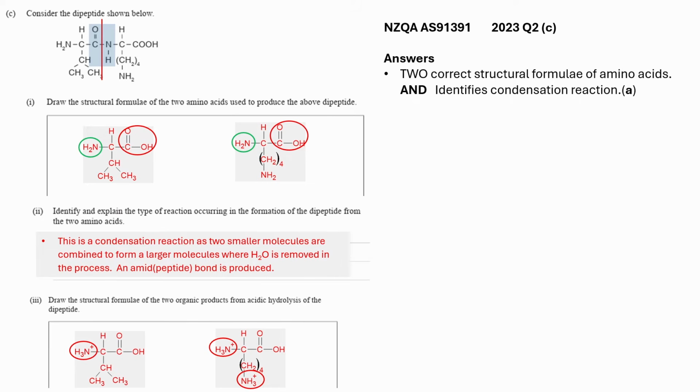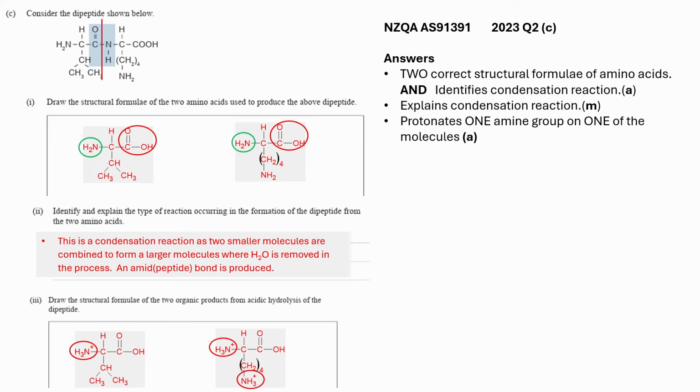Okay, so did you give two correct structural formulas of amino acids? If you're able to draw them, that's an achieved. And identified condensations. You just had to write condensations. You needed both. That's a bit more challenging to achieve than what we'd had previously. If you can explain what a condensation reaction is, that's when we join two smaller molecules to make a larger molecule, and a small molecule like H2O or HCl is produced. Merit.